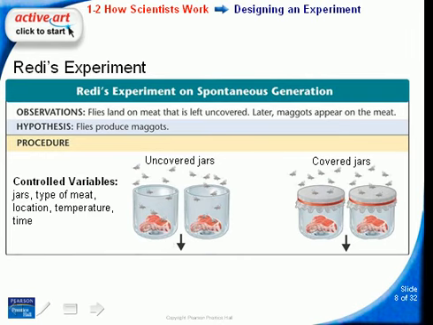So let's look at Redi's experiment. What he did was he took 2 jars and he covered some of the jars and left other jars uncovered. And his observation is that the flies land on the meat that is left uncovered, and then there are maggots. And his hypothesis then is that the flies produce the maggots. The controlled variables are the jars, the type of meat, where they're located, the temperature, and time.